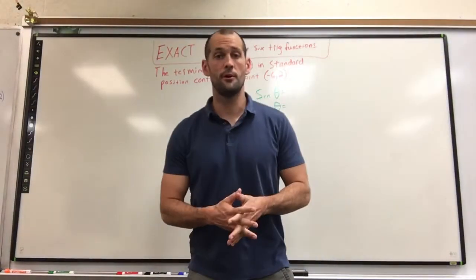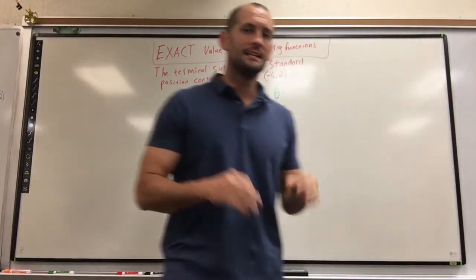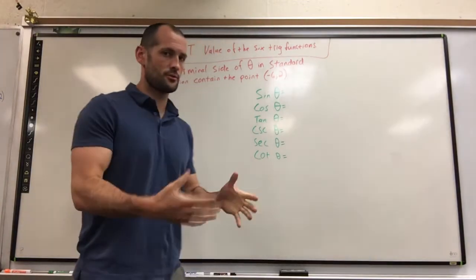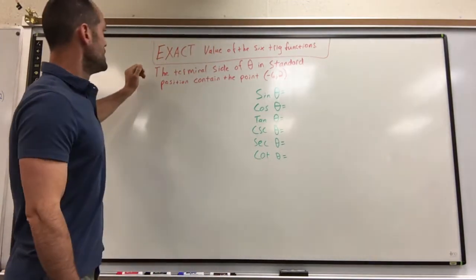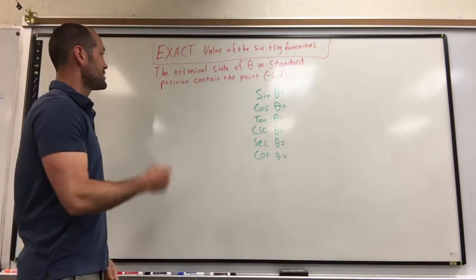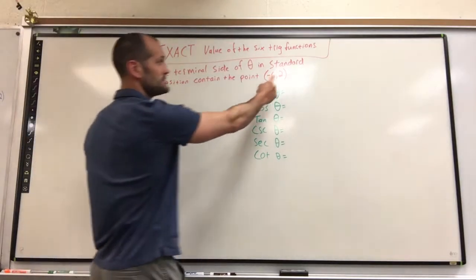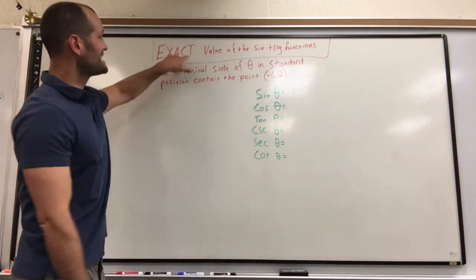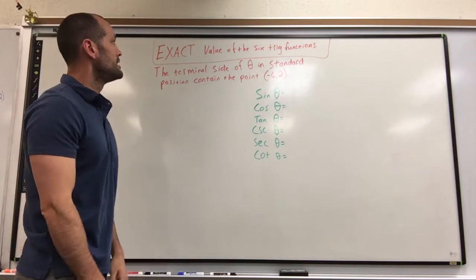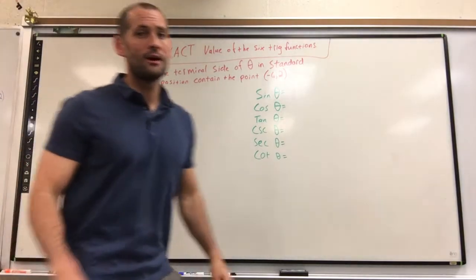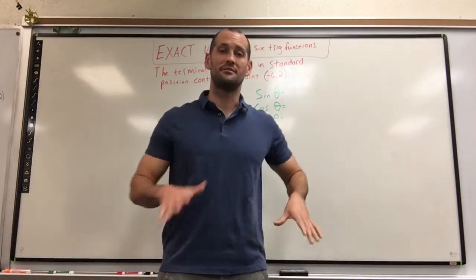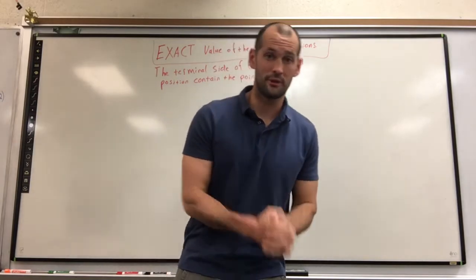All right, another short video, but a skill that we really need. Listen to the verbiage used here so that you can recognize what we're asking. The terminal side of theta in standard position contains the point (-6, 2). Find all exact values of the 6 trig functions. Now, it means we can't use a calculator, okay? We have to keep it in simplest radical form if we come up with one.